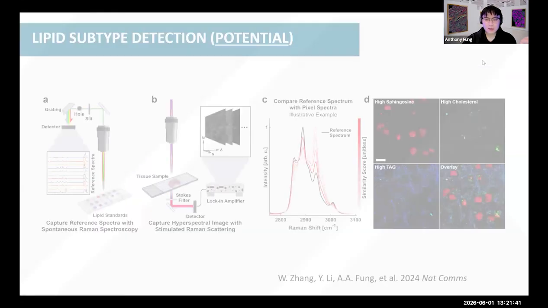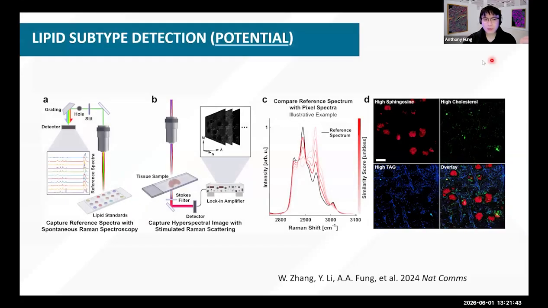Moving forward, we're thinking about applying this to other diseases and also working on the software side, developing new algorithms to identify, for example, lipid subtypes. What's great about stimulated Raman imaging, or Raman in general, is that the peak amplitudes of these chemical spectra are proportional to the number of scattering molecules in the sample. So it's a quantitative technique.